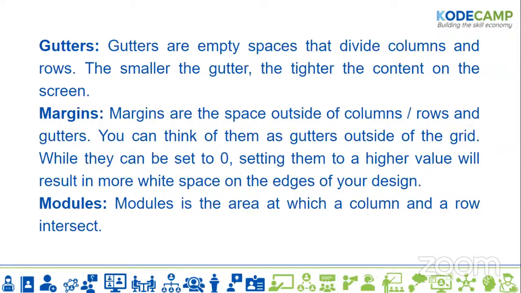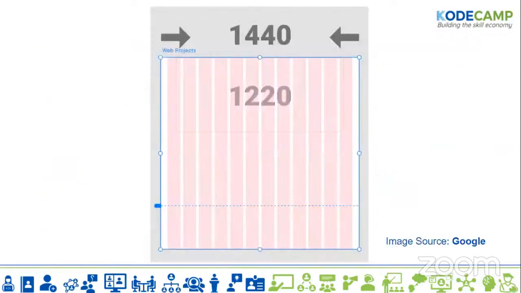Now we have another one called modules. They are the areas where a column and a row intersect, same as the spacing of your columns and row sections. Now, this is how it looks.